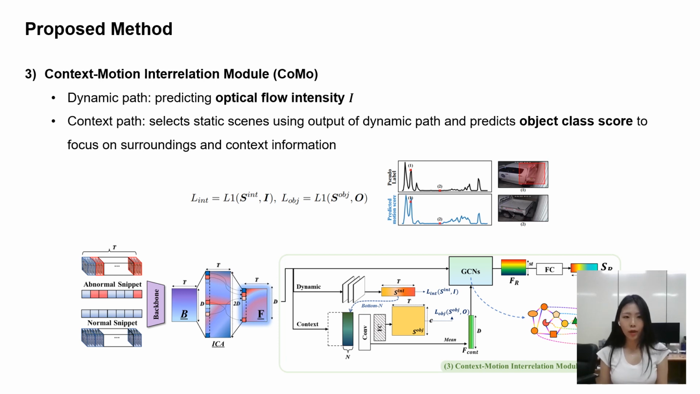In COMO, by predicting the motion information of the snippet through the dynamic path, a static feature or low motion intensity feature is selected and passed through the context path to extract the fcont feature containing the context information. After that, by considering the interrelation between the context and the class representative feature containing the motion information, the features are projected into the interaction space, and finer features are output by propagating the relations through the graph-based reasoning network.